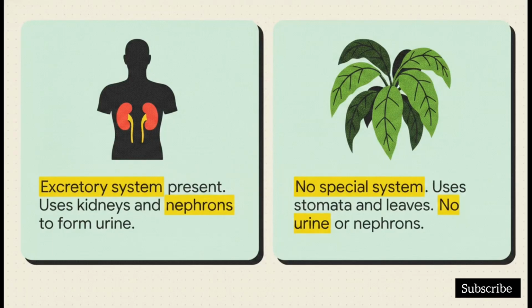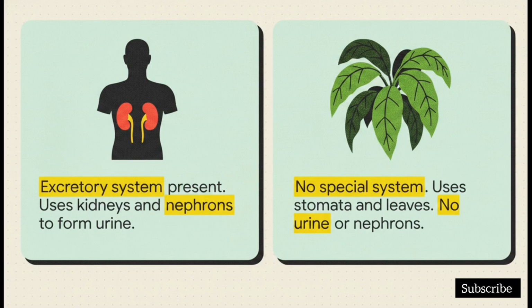Now, examiners absolutely love compare and contrast questions. So consider this your perfect study cheat sheet. Think about it. Humans have a complex, dedicated excretory system. Plants, they have no special system at all. We use kidneys, plants use stomata and dropping leaves.